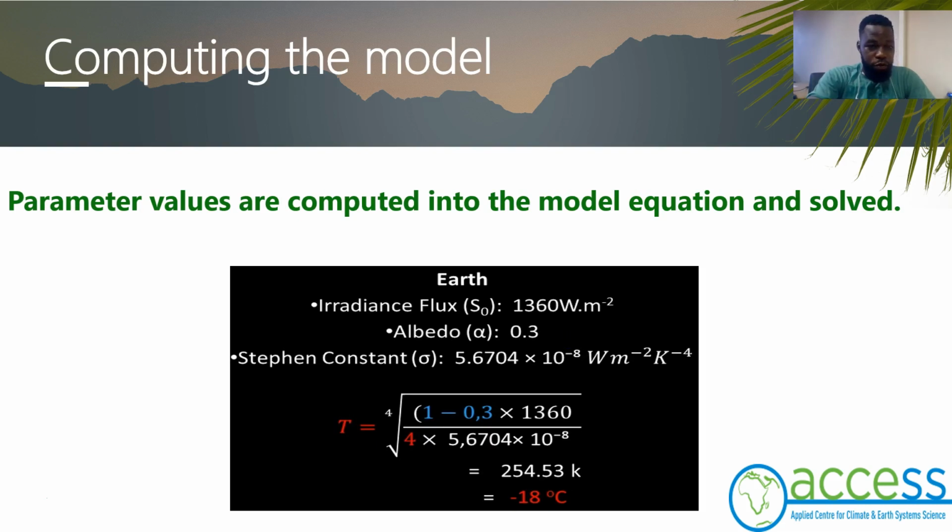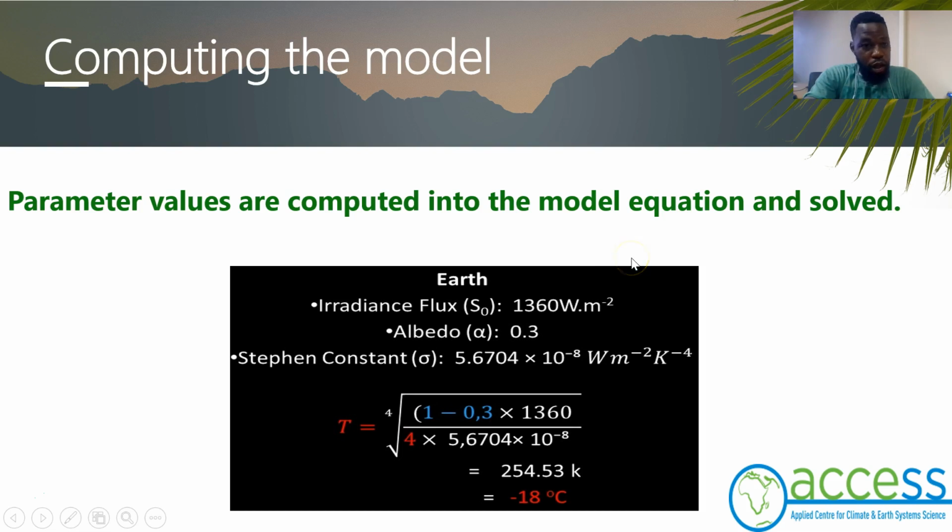And as we move on, as we compute the model, parameter values are computed into the model equation and solved. The equation we had created from before, we now compute it to find what the temperature will be. If we solve for temperature, it was discovered that the Earth will actually be at minus 18 degrees Celsius, which is not applicable for humans.